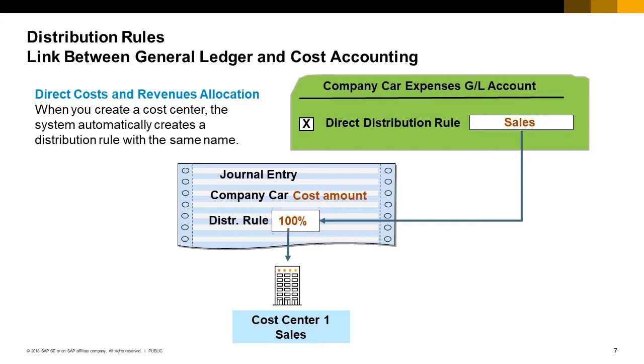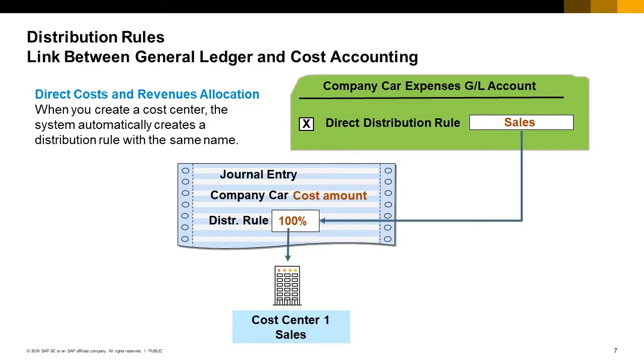If you want to include costs submitted to the general ledger in cost accounting automatically, you should link an account to a distribution rule in the chart of accounts. You can only link accounts with the account type sales or expenditure in the chart of accounts. Distribution rules define how the costs or revenues posted for an account are distributed to the cost centers. In everyday work, you post journal entries or marketing documents to a GL account that is linked to a distribution rule.